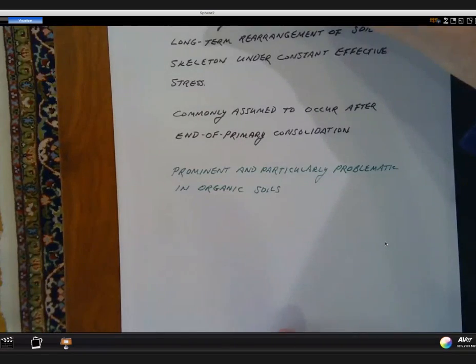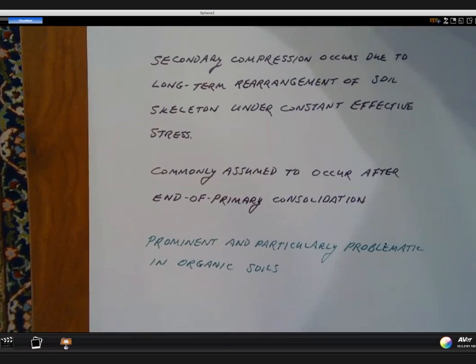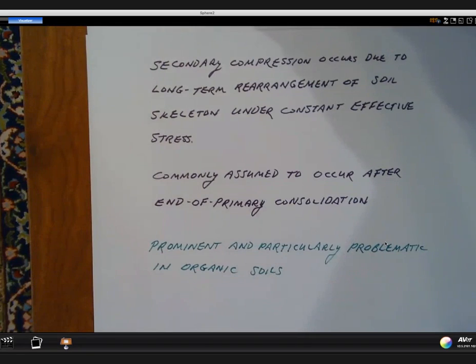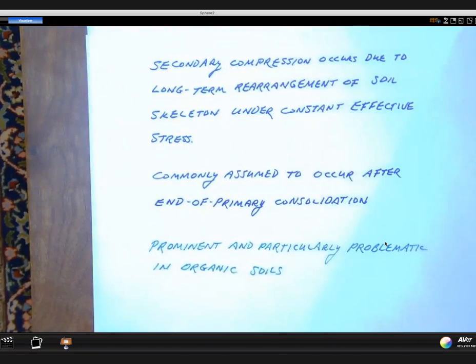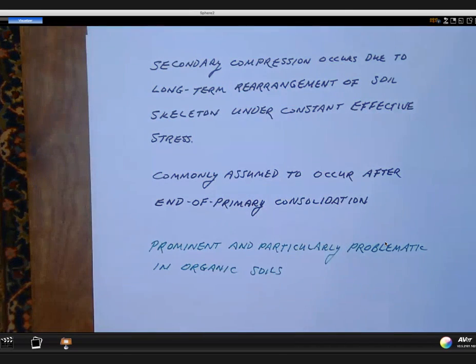And identify that secondary compression occurs due to long-term rearrangement of the soil skeleton under a constant effective stress. And it's commonly assumed to occur after end of primary consolidation. So in the last graphic, that log time method, we actually found that end of primary near the curve, and the secondary settlement is assumed to occur after that.